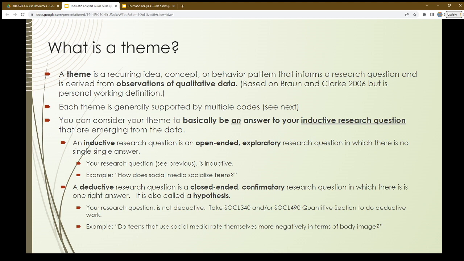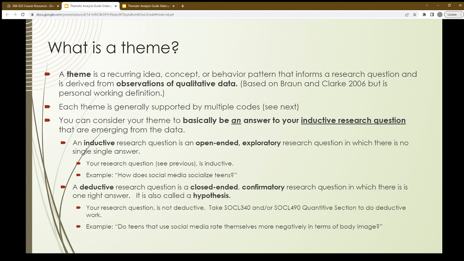So what is a theme? A theme is what you will all be working towards, or several themes. A theme is really any reoccurring idea, concept, or behavioral pattern that answers your research question. So it can be any pattern that is observable. So we will get into breaking down your artifacts through codes to develop themes. Themes are constructed from codes, which we will get into. But the relationship between themes and how they're constructed out of codes is really the core idea that I want you to get out of this video.